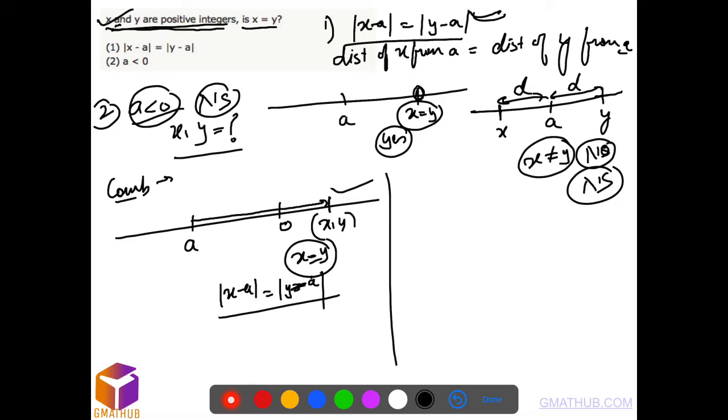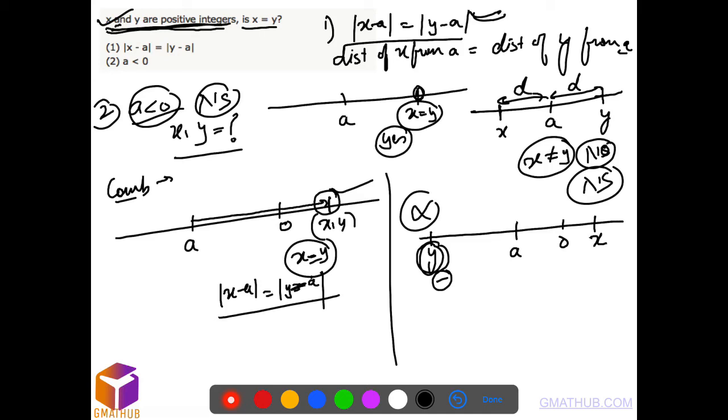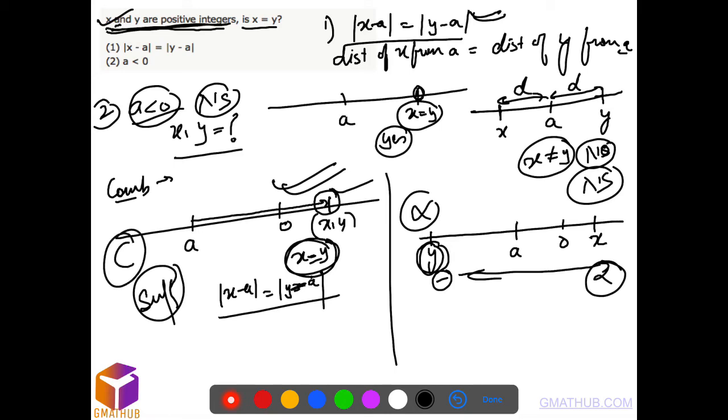Now if we take another case wherein this is 0, this is a. Now in this case, x and y were both on same side of a. Now if we take x on the one side and y on another side, this will not satisfy the question condition, which is x and y are positive, because if y is to the left of a, it would be negative. So this case cannot happen, that the numbers are on either sides of a. Only this can happen, and x is equal to y. This is sufficient. C would be the answer.